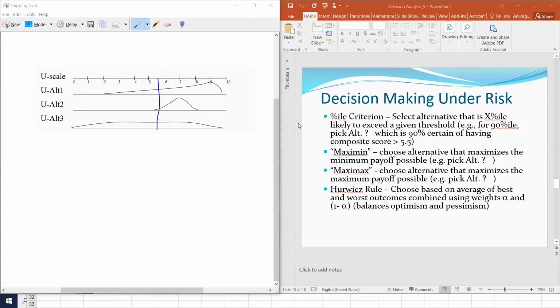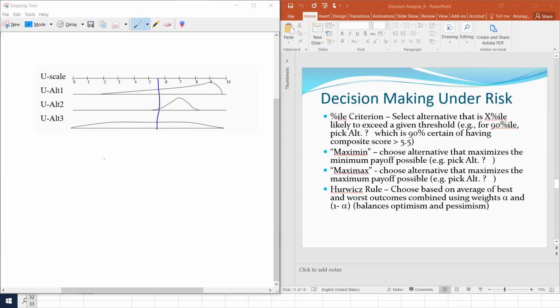Yeah, thank you. I see a couple of responses. Alternative 2, that's exactly right. Because you could see that this probably has about 20% of its area to the left. Alternative 3 has 60% area to the left. But if you look at this one, it has less than 10% of its area to the left of 5.5. So I'll pick alternative 2 in that scenario.